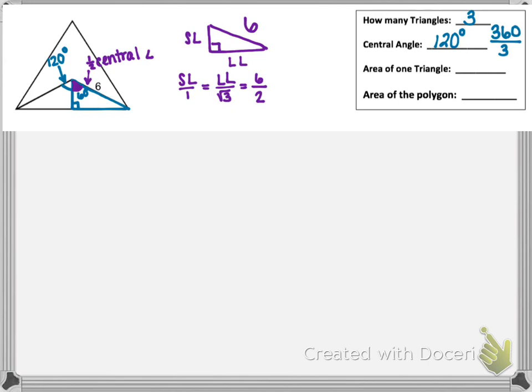So first, to find the short leg, I'll take short leg over 1 equals, and then we'll use the ones with just numbers in it, 6 over 2. So we'll cross multiply. 2 times short leg is 2 short leg, equals 1 times 6 is 6. We'll divide by 2 on both sides. So my short leg will equal 3. So now I know this length is 3. And if we put it back in the larger triangle, I know this length is 3.